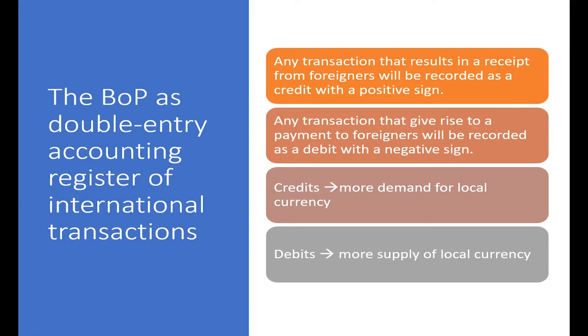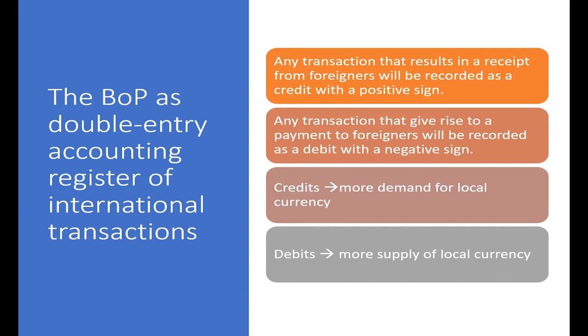And so you have a left-hand side and right-hand side, you just think of it that way. So let's say the left-hand side, you would record your credit transactions. So they will be recorded as a positive sign. And on the right-hand side, you record your debit transactions, which would be recorded as a negative sign. So any transaction that would result in payment to foreigners.